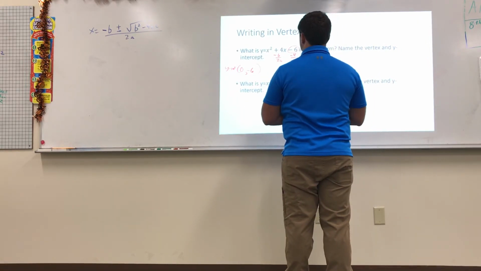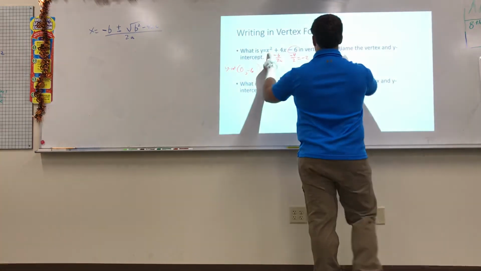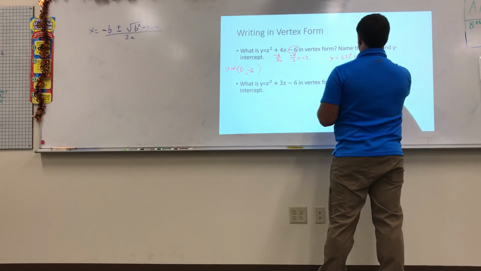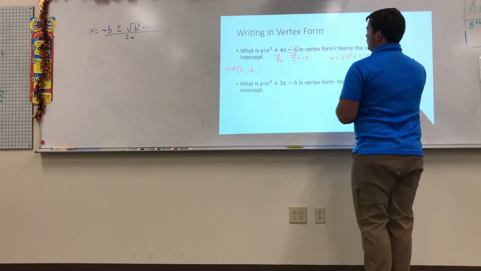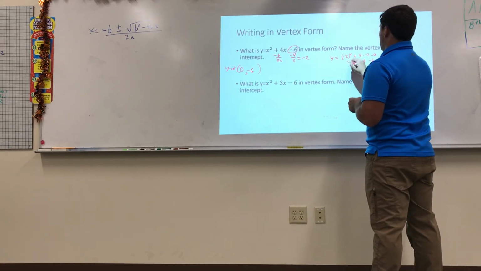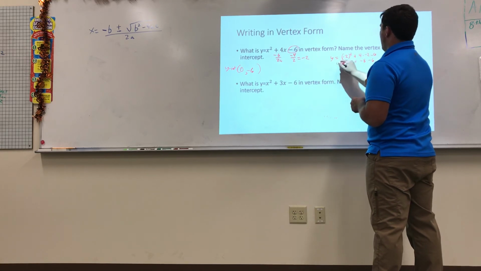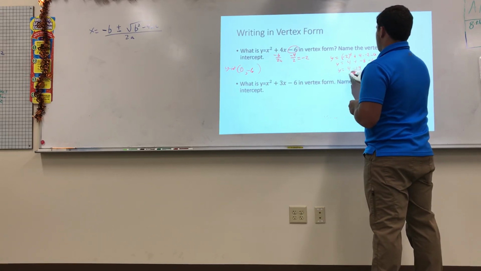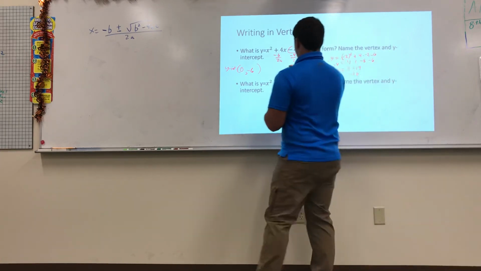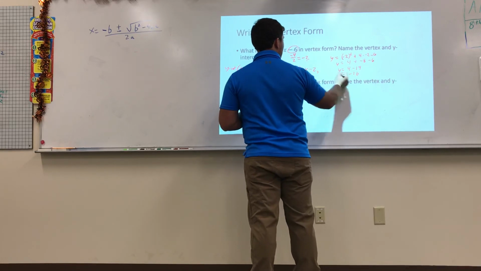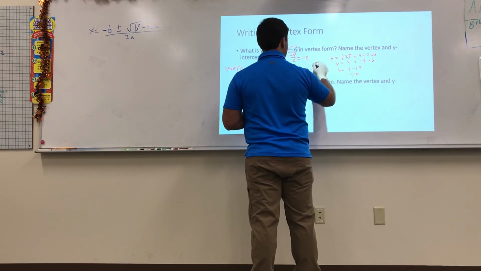Negative 2. We're going to plug that in. We're going to get y equals negative 2 squared plus 4 times negative 2 minus 6. It's going to give me 4 minus 8 minus 6. So y equals negative 10. So my vertex, my x value is that, negative 2. My y value is that, which is negative 10. There's my vertex.